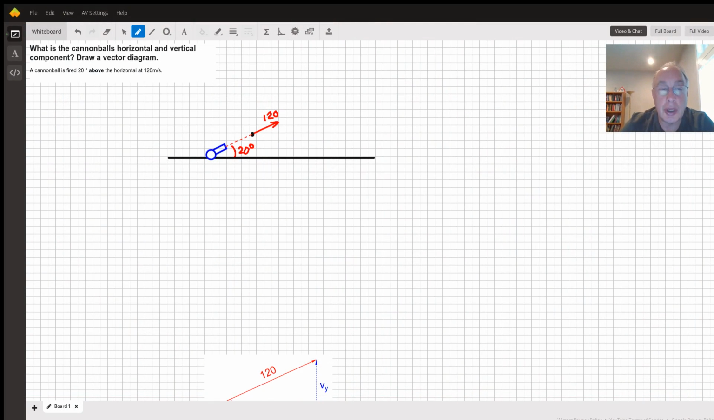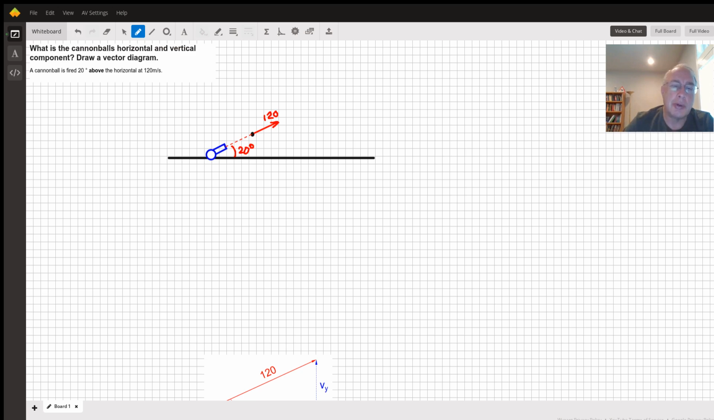Hello, I just wanted to take a minute and talk a little bit about this vector diagram and the case we have here where we have a cannonball being shot out of a cannon at 20 degrees above the horizontal and how we create the vector diagram. So first thing to do is draw a little picture of what we have here. Here's the cannon firing a cannonball at 120 meters per second and it's 20 degrees above the horizon.